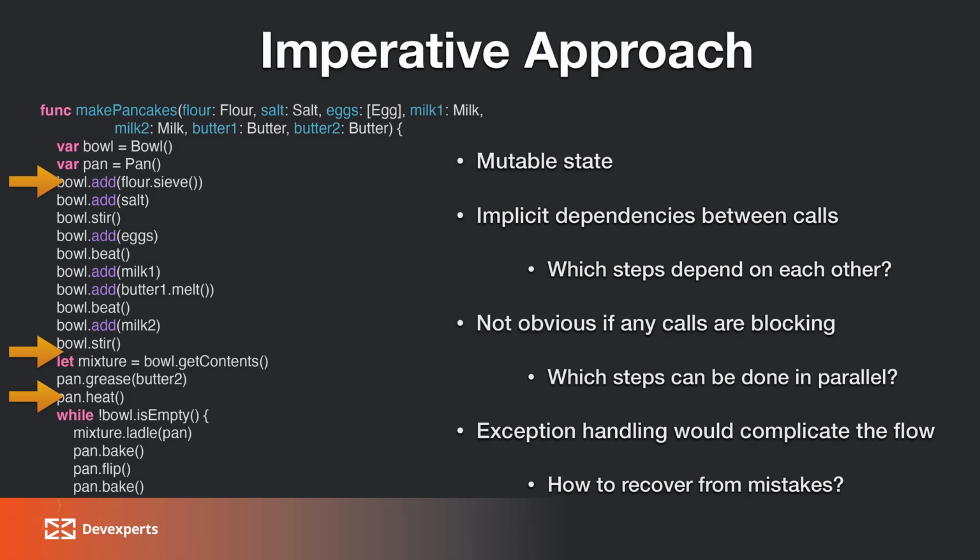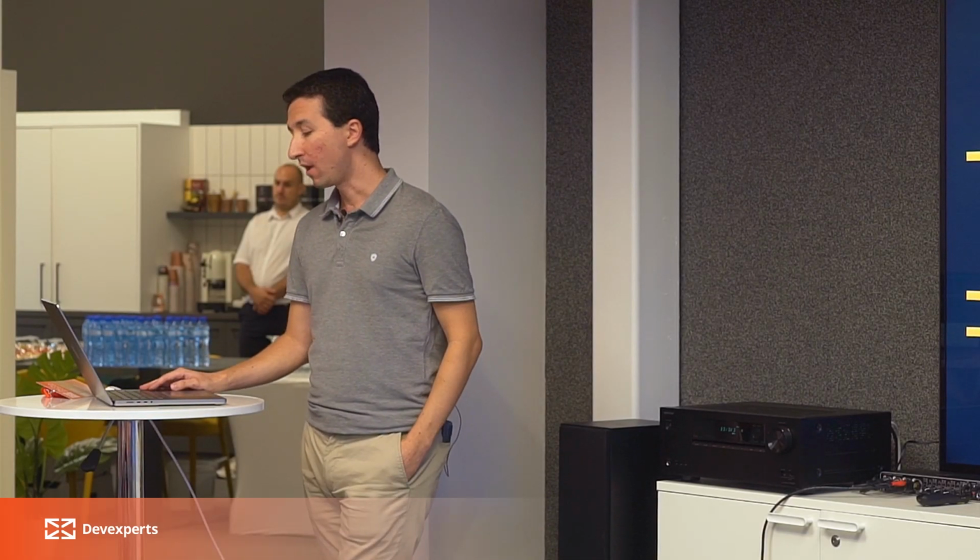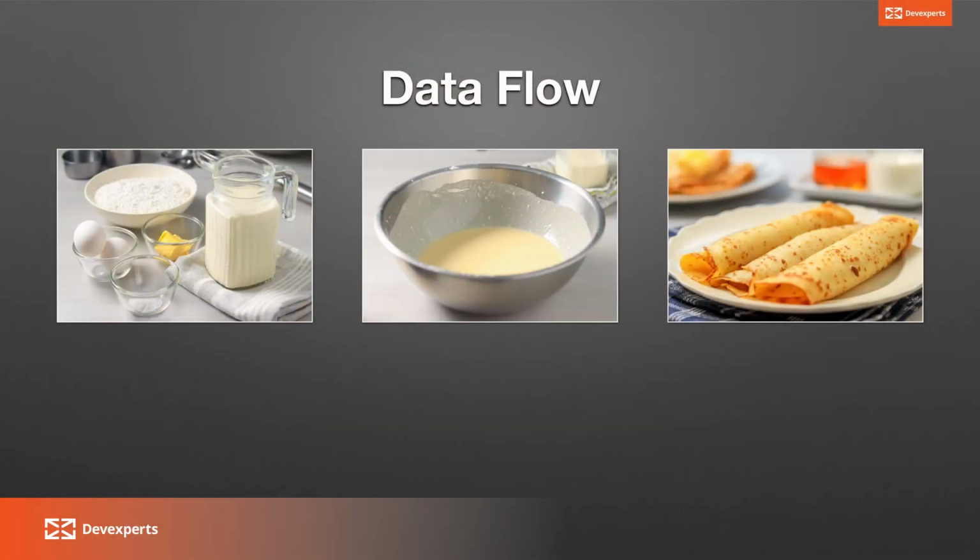Might be something different. It's also a bit unclear if all of these operations will finish immediately, or maybe some of them are blocking, and so maybe I need to wait for the pan to heat up, for example. And also, there's no error checking, right? So probably some of these functions could fail, and in this case, I don't have any error handling for this. So the question now is, can we solve these problems?